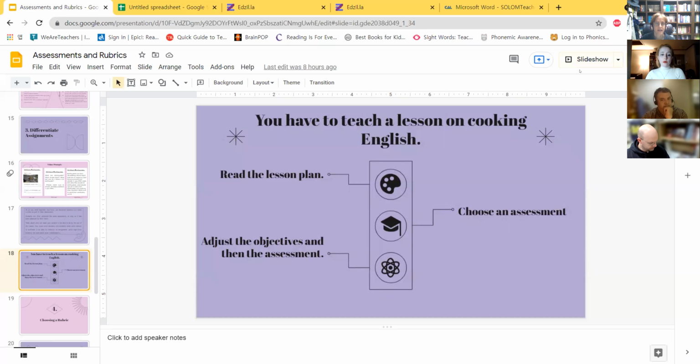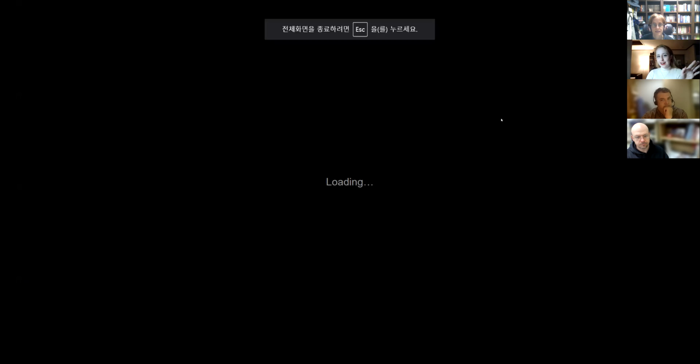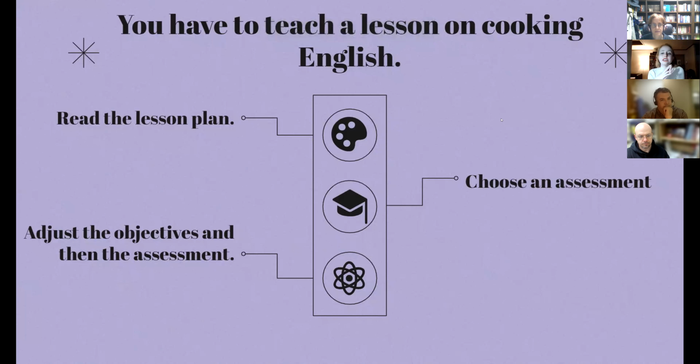So what we're going to do now will be a little bit more workshop-y. I'm going to send you a lesson plan. I want you to choose an assessment, and try to adjust the objectives and then the assessment. The lesson is going to be about cooking. I think you're all in university, so you can think about it in terms of university students, so it can be a little more leveled up.